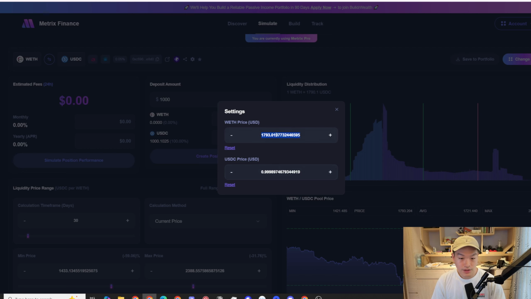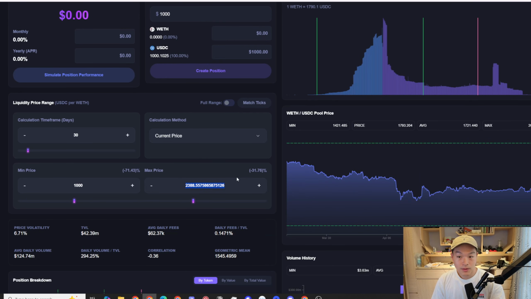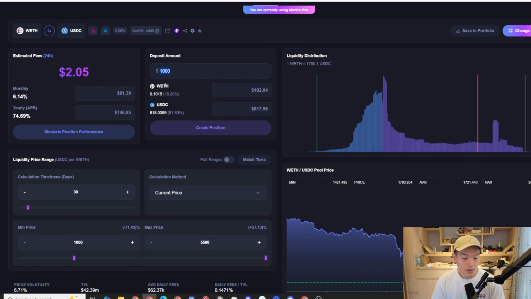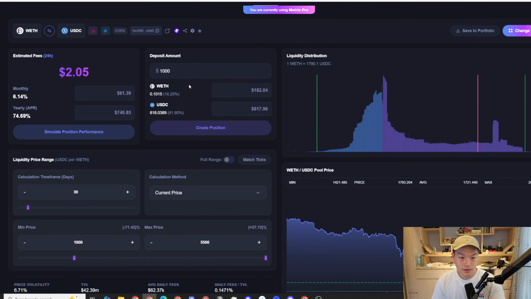So in this case, I'm going to put Ethereum to be 3,500. Like I was saying, minimum price 1,000, max price is 5,500. And let's say I started with 10 Ethereum at a 3,500 Ethereum price. So the US dollar value of the deposit amount is roughly 35,000, right? 3,500 times 10. So in this scenario, you would see that I swapped almost 82% of my Ethereum into USDC.